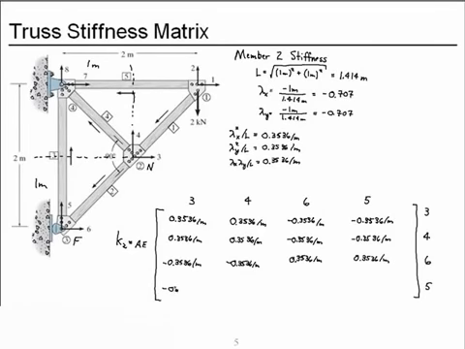Minus lambda x lambda y, minus lambda y squared, positive lambda x lambda y, and a positive lambda y squared. All of those, of course, divided by length, which gives us the units we have.